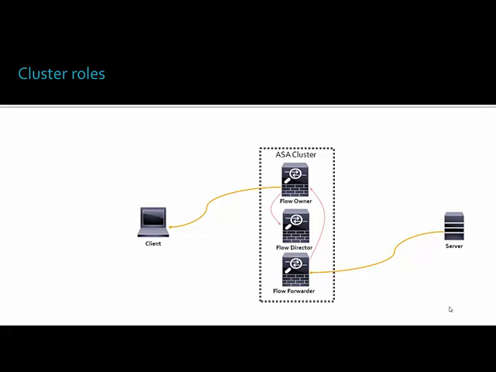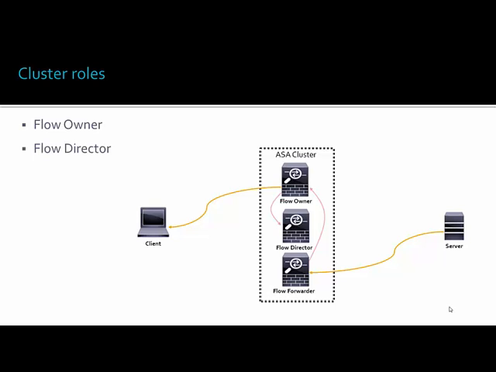First of all, I'm going to introduce 3 roles that unit belonging to the cluster can have. First one is the flow owner. For the purpose of symmetry, it is crucial that each packet of the particular connection will pass through the same unit of the cluster. We call this unit the flow owner of that particular connection.